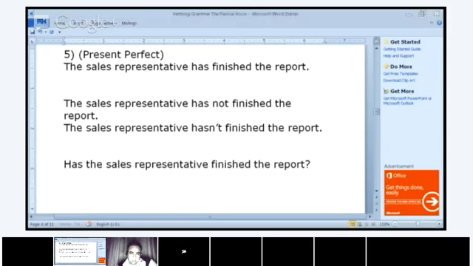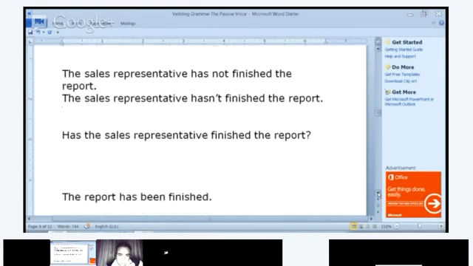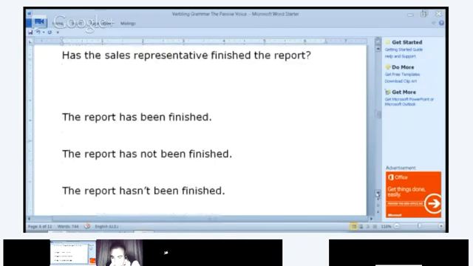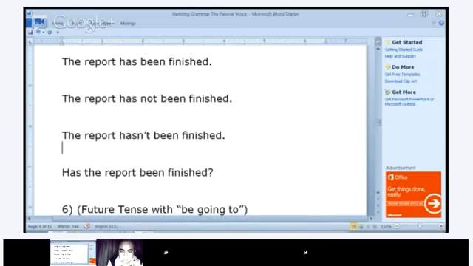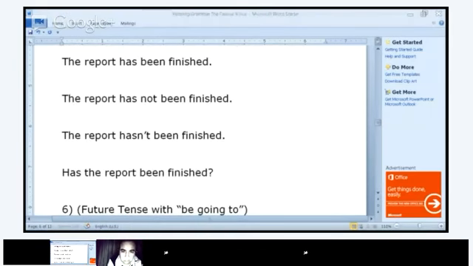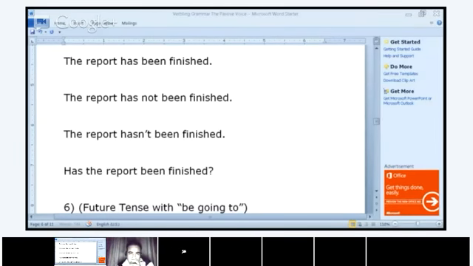All right, and so let me go to here. We're halfway there. Let's keep going. Hopefully by the end of these examples, you'll have a better understanding. Okay, so those are the ideas. And now, does anybody have a comment as to which one sounds better, which one sounds more natural? The sales representative has finished the report, or the report has been finished? Any comments? Yes, please go ahead, John, if you'd like.